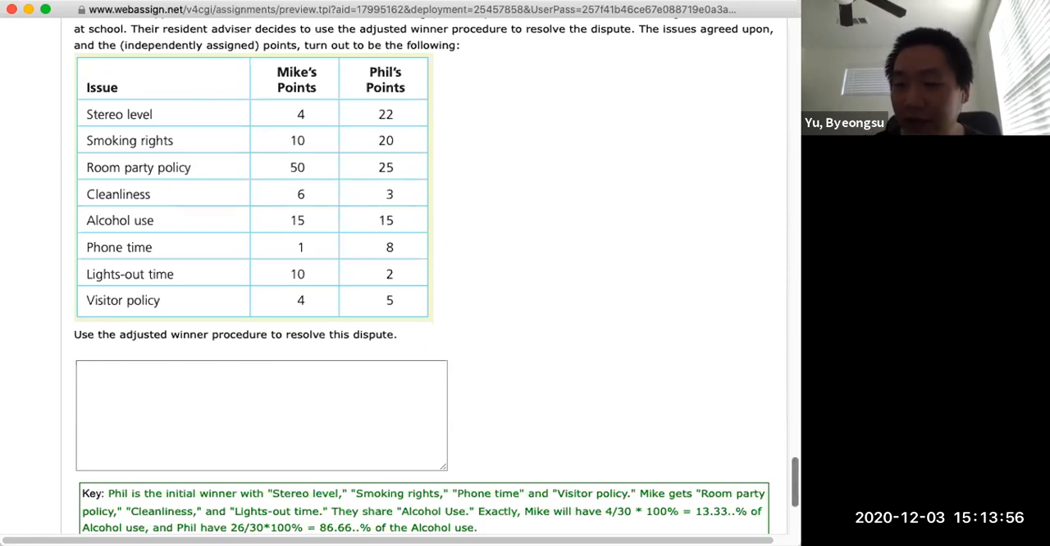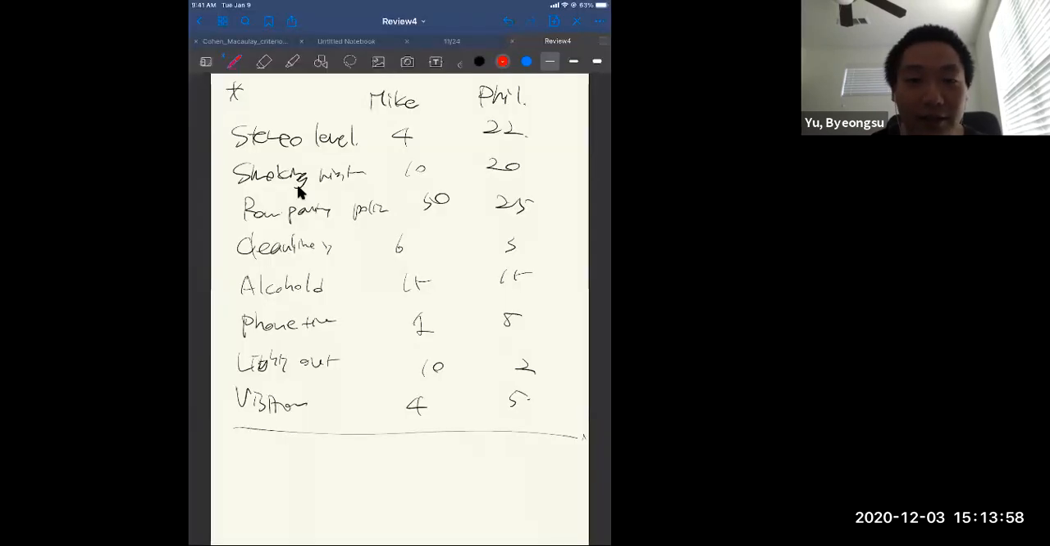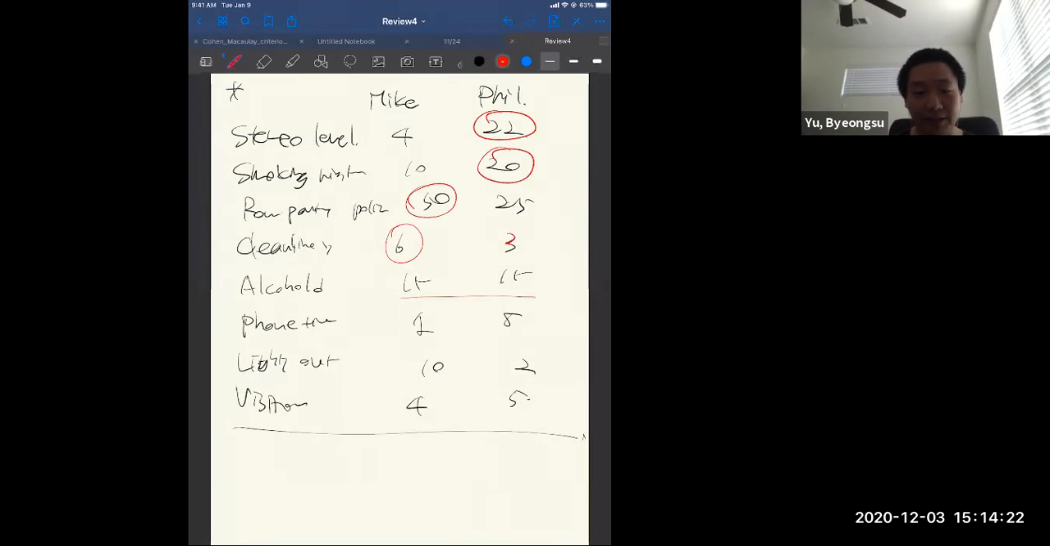So in this case, in the stereo rebel, Peer wins. Smoking rights, Peer wins, so Peer's maybe a heavy smoker. Room party police, Mike wins, and in the cleanness, Mike wins. This is 3, not the 2. And in case of alcohol, they are tied, so let's just leave it. In case of phone time, Phil wins, and in case of right child time, Mike wins. In case of visitor police, Phil wins, right?